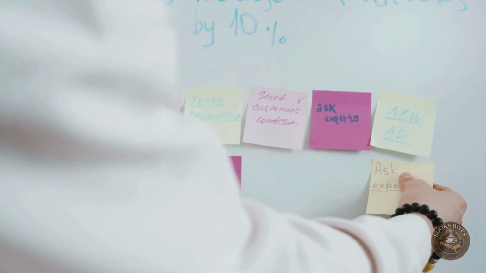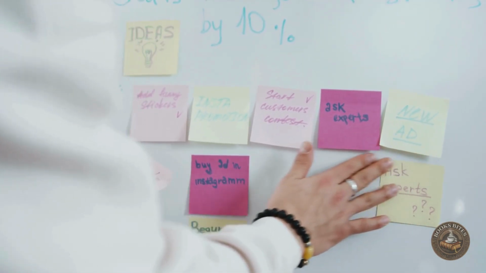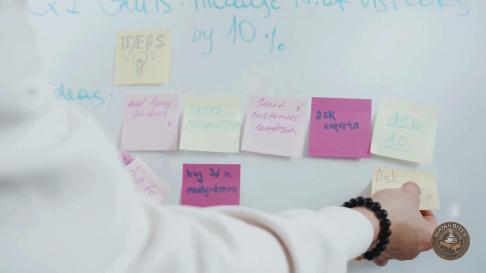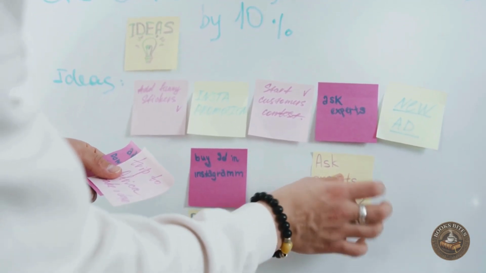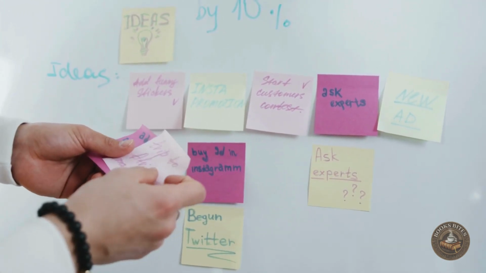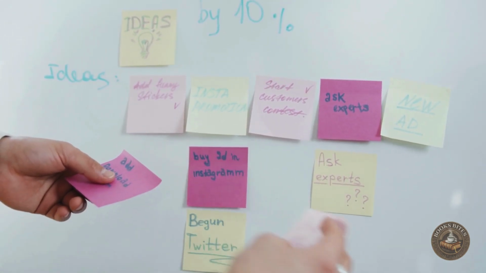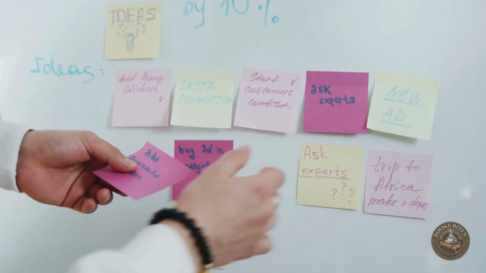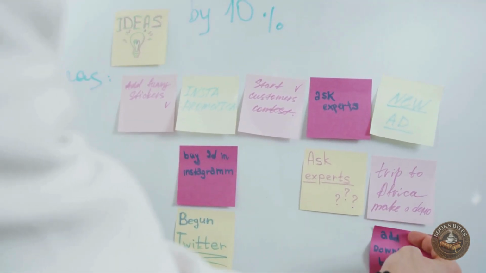Then comes the build, measure, learn loop. The speed at which a startup can navigate this cycle determines how quickly it can learn and adapt. The build phase involves creating a minimum viable product or MVP, a stripped-down version of the product designed to test core concepts. Next, in the measure phase, real customer data is collected.